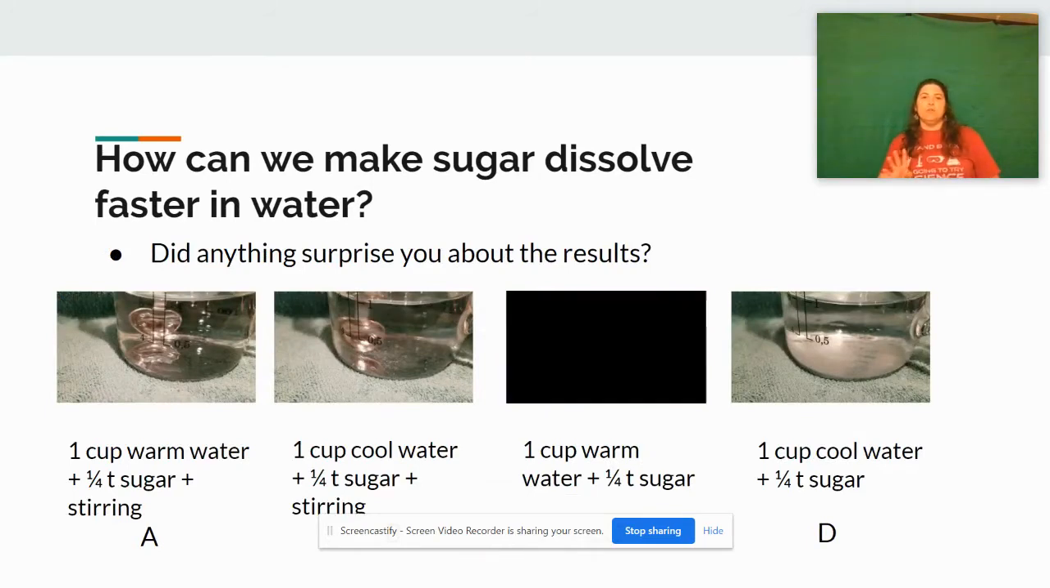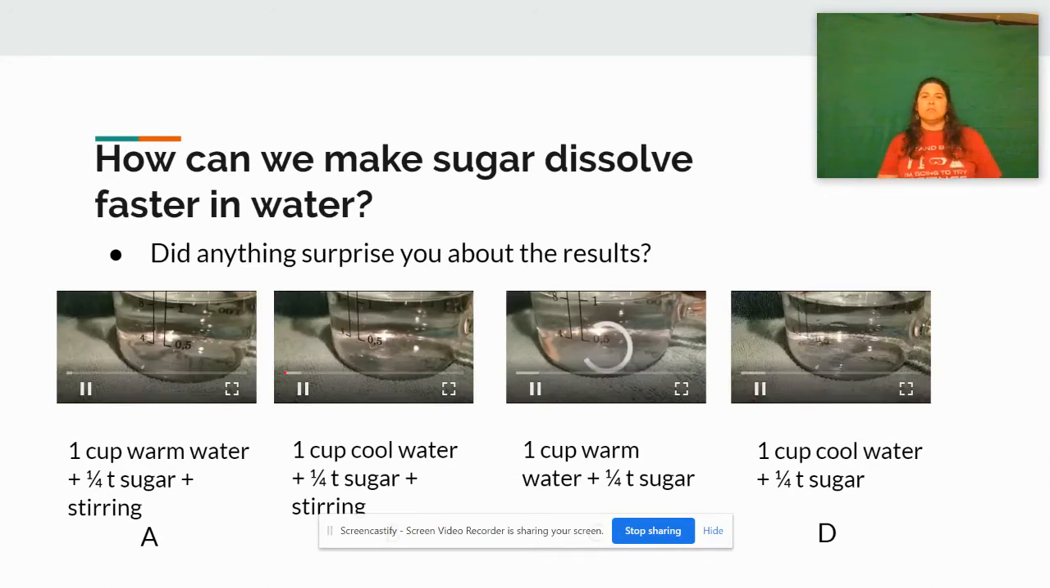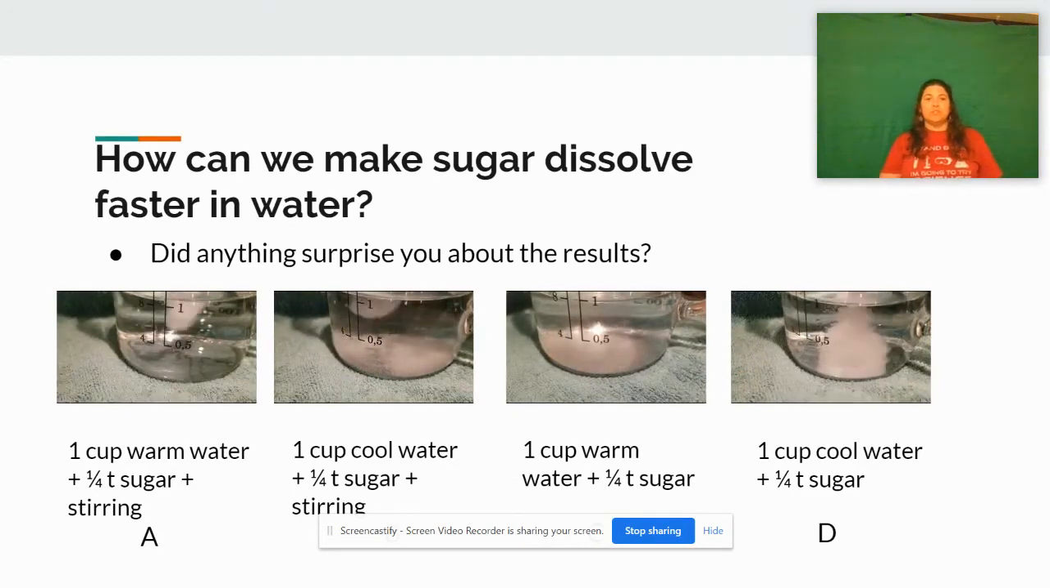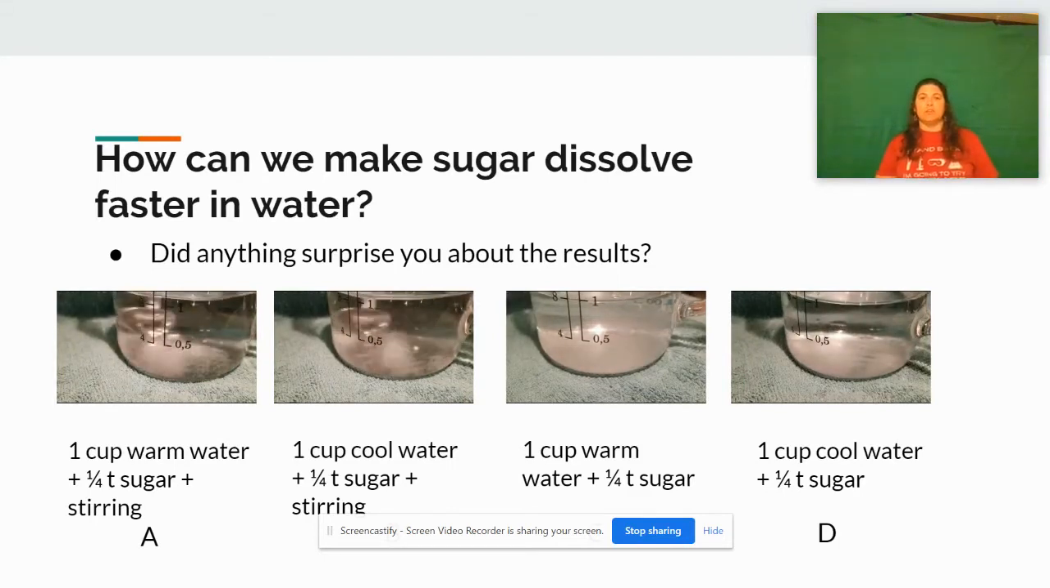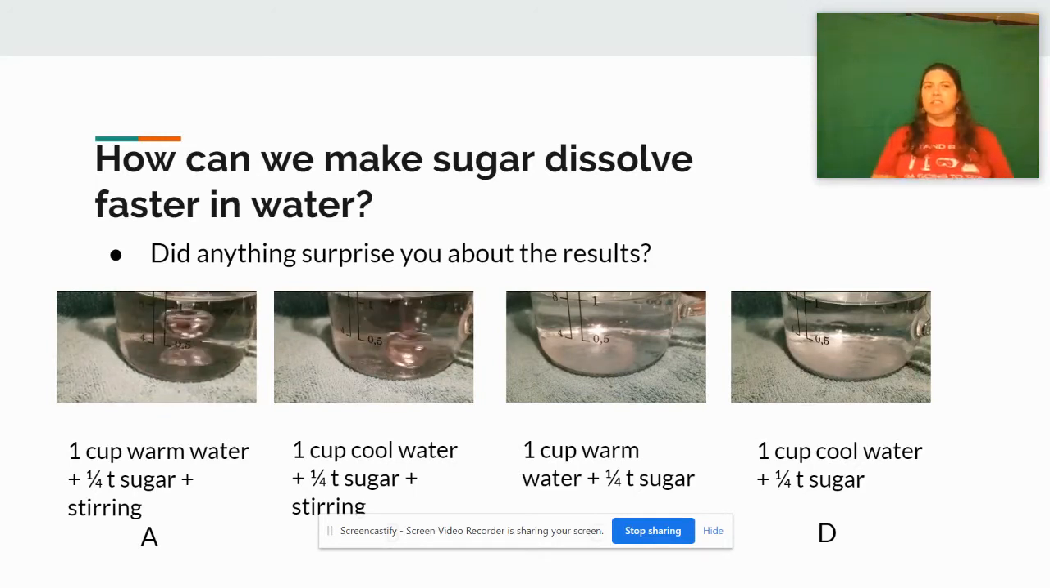Okay, so we have four videos on here. Even though the sugar doesn't go in at exactly the same time, you can get a general idea of what's going on. The ones that are being stirred are on the left. The ones that are not being stirred are on the right. I want to draw your attention to the third video, the warm water plus sugar, and see how it looks kind of cloudy and then it sort of settles out. If you look at it really carefully, you can actually see everything kind of swirling around in there on its own. It's almost like it's stirring itself.